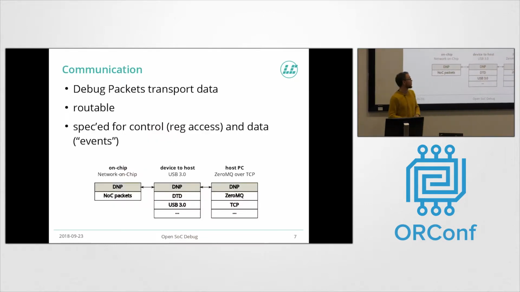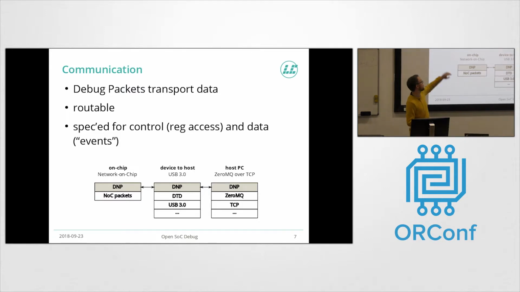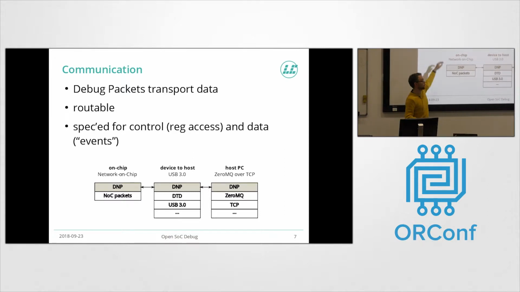Communication happens, as I said. We have those debug modules, and between debug modules, you can have communication. This communication happens in form of debug packets. They're routable, so they have a source and destination address.